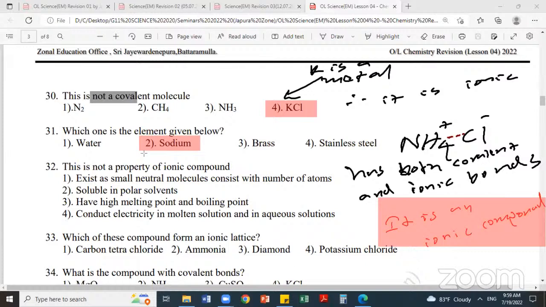Question number 31. Please write that if you want. This is an alloy. Brass, copper plus zinc. This is a solid homogeneous mixture. Stainless steel is also an alloy. And water is a molecule, but it can form a molecular lattice, ice. Right. Question number 32. I'll erase the screen.